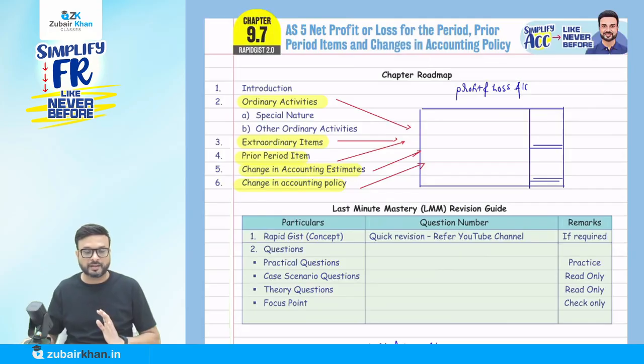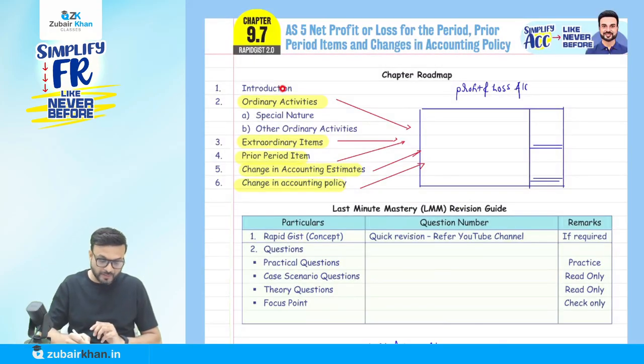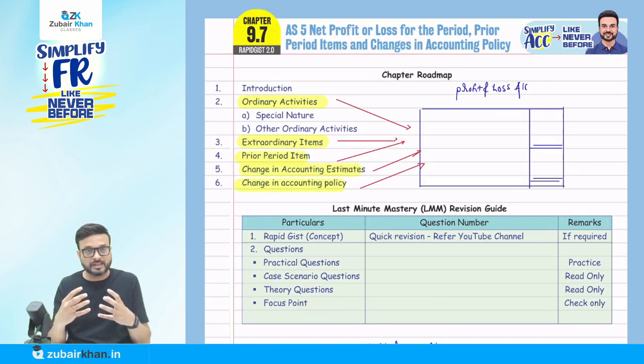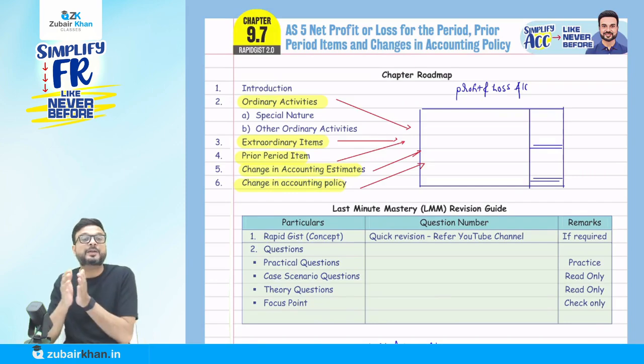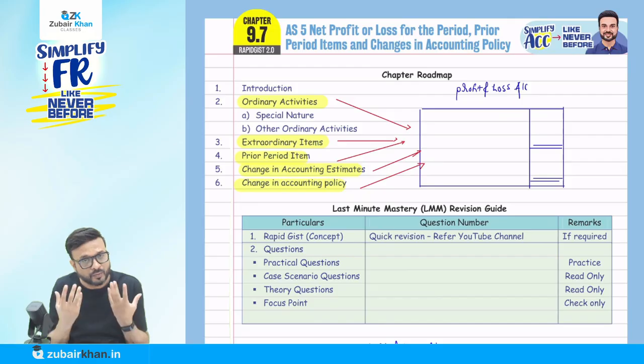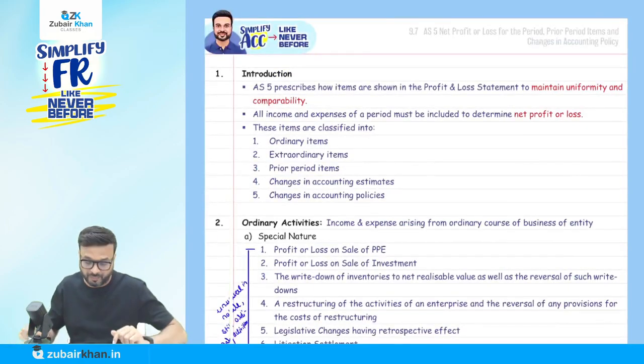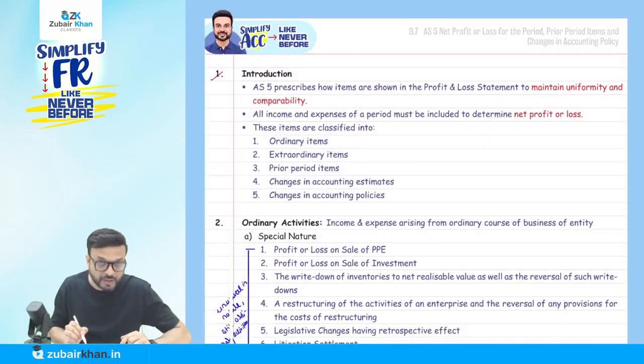So what we'll do here: first, we will discuss the introduction. I already discussed this introduction with you, but we will see each of these five items individually, what they mean and how to present them in the P&L account. So simple it is. Let's start one by one. First is the introduction.